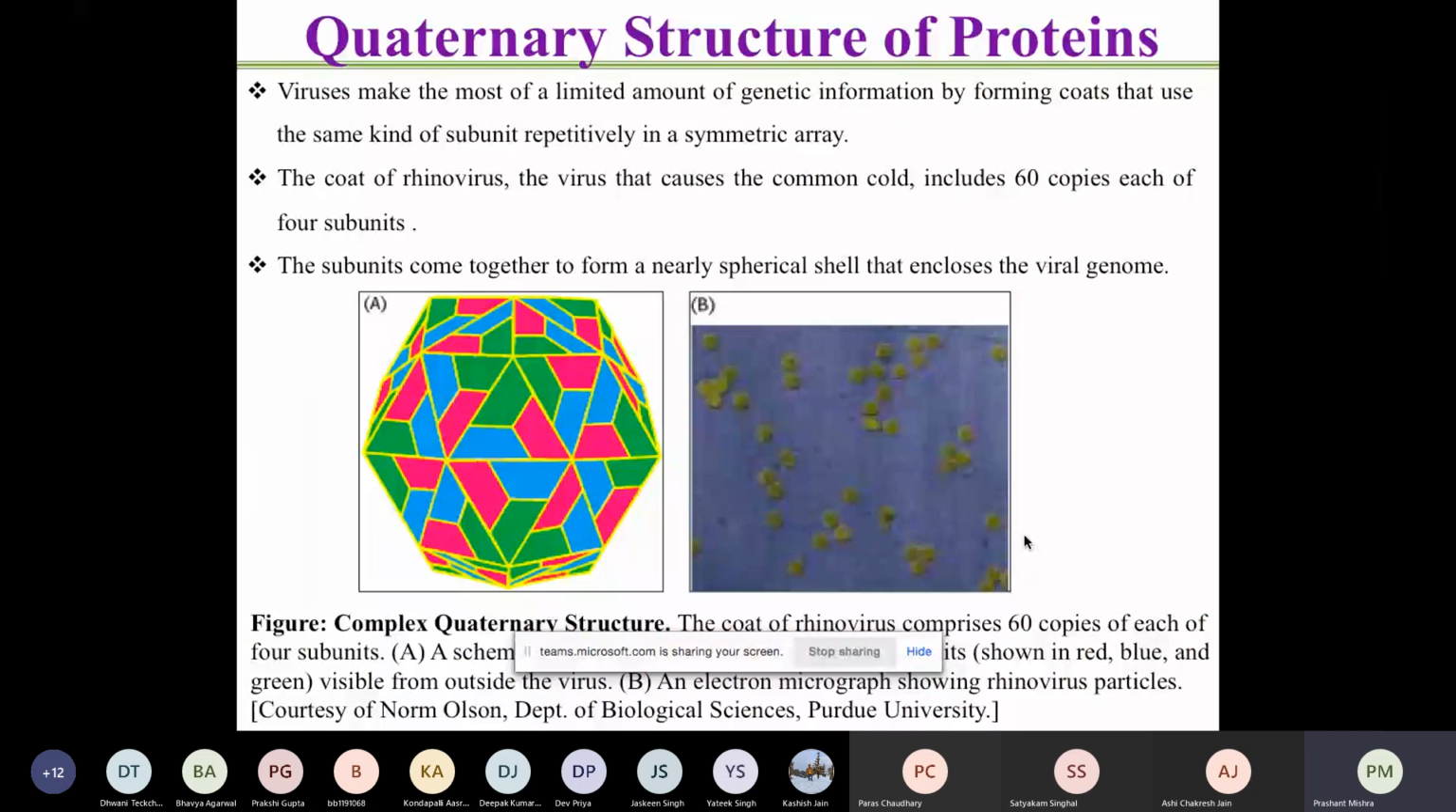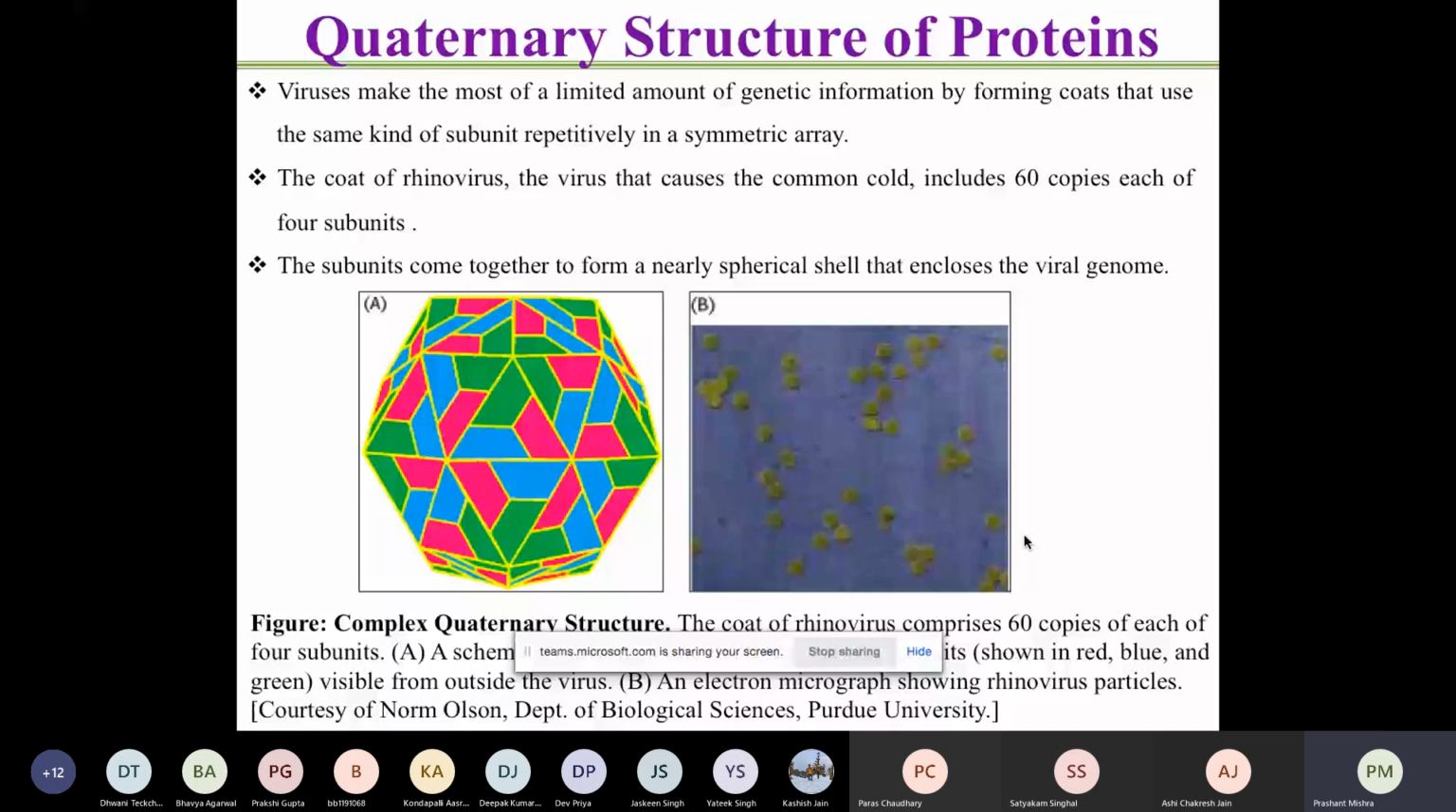The answer is yes. Now, look at the viruses, which make the most of their limited amount of genetic information. This is done by forming codes that use the same kind of subunit. Many times they are repeated, and they are making a symmetrical array. One of the viruses, known as rhinovirus, causes common colds. It's very common. It has 60 copies of each of four subunits. So you have four subunits, and not only one such protein is present. There are 60 copies of such subunits present.